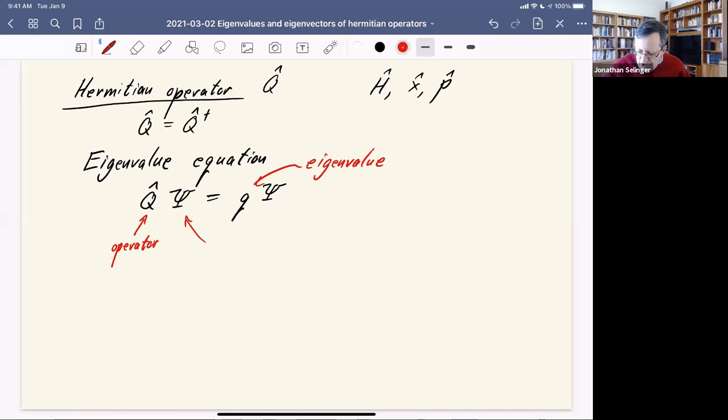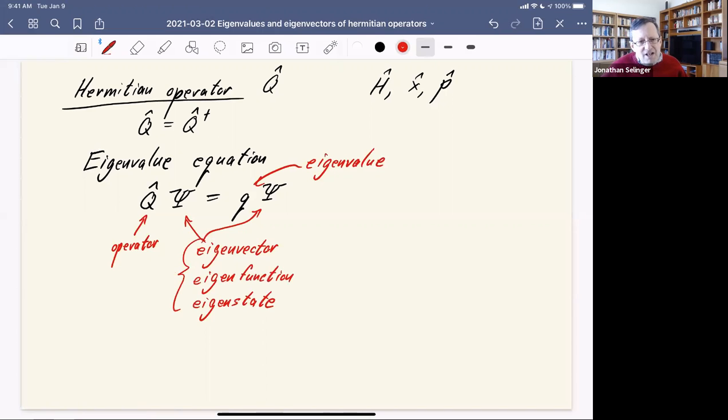And this psi is the eigenvector, that is, if we want to think of it as a vector in Hilbert space. Or for an alternative language, we could call it an eigenfunction. Or we could call it an eigenstate. These three words all mean about the same thing.